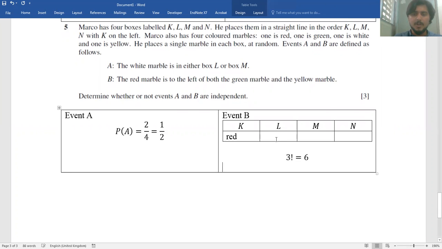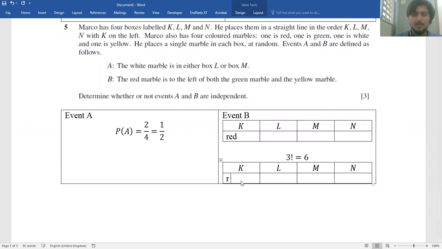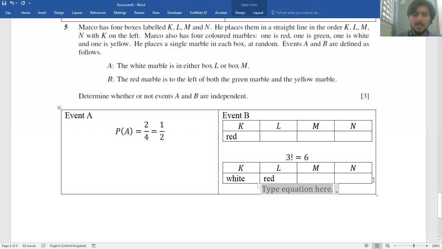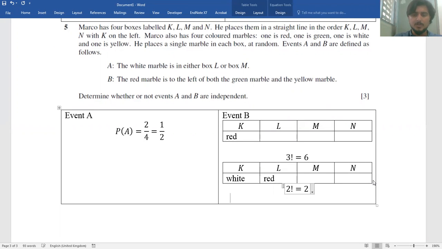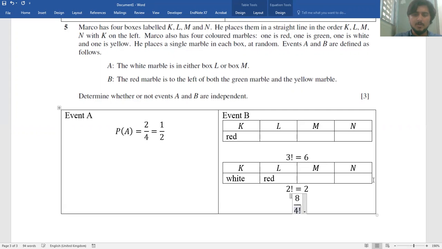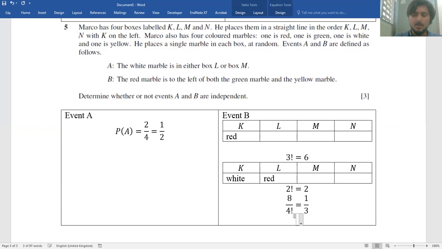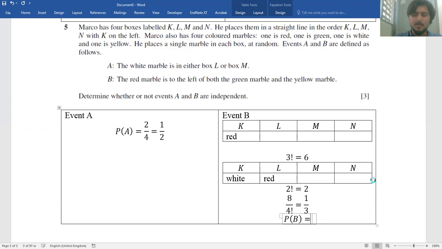What if we keep red in the second one? We keep red in the second one, white has to be over here, and the remaining can be 2 factorial, which is 2. So the favorable outcomes are 8, and the total outcomes are 4 factorial, which is 24. This amounts to 1 over 3. So the probability of B is 1 over 3.